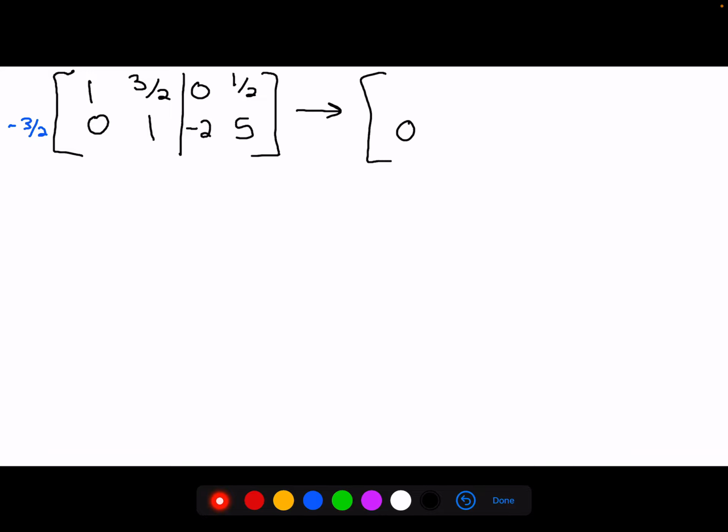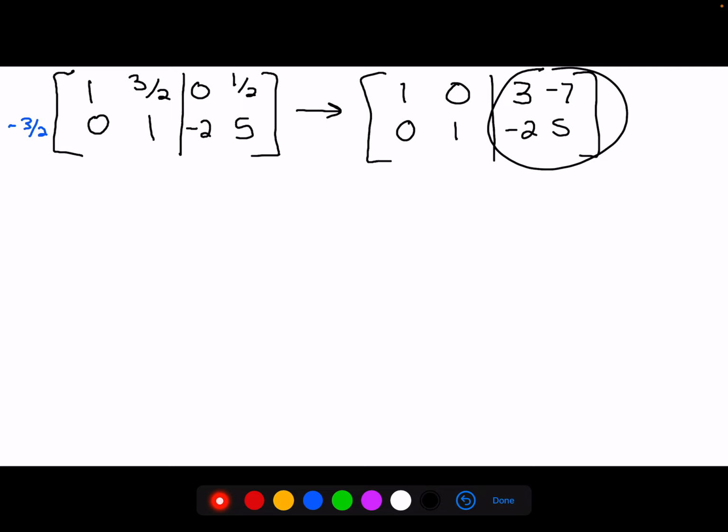So the second row stayed the same. I have 0 plus 1 is 1. -3 halves plus 3 halves is 0. -3 halves times -2 gave me 3 plus 0 gives me 3. And then -3 halves times 5 is -15 halves plus 1 half is -14 halves or -7. And there we go.